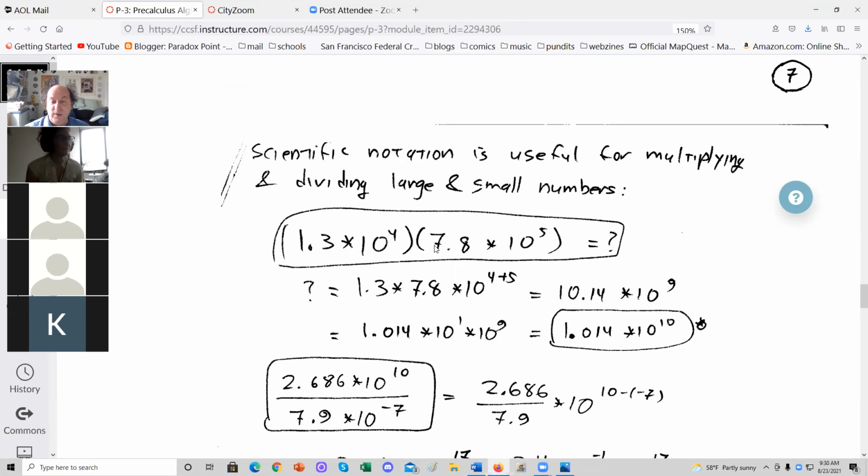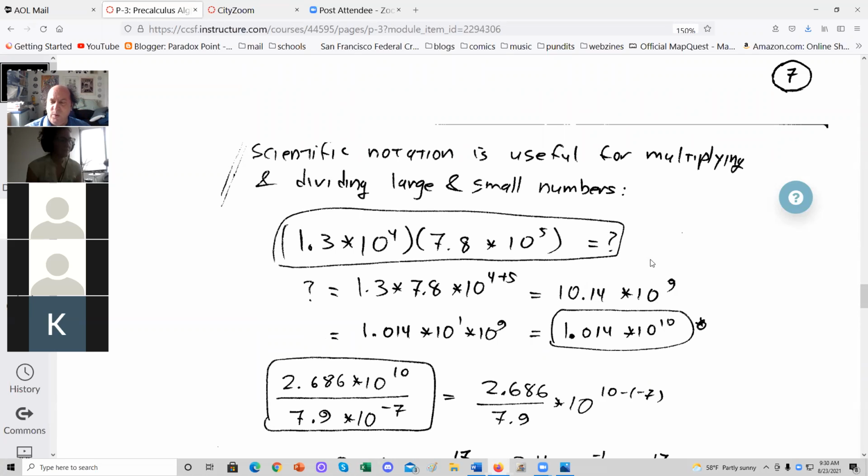1.3 times 10 to the 4th times 7.8 times 10 to the 5th is what? You multiply these two parts together. 1.3 times 7.8 is 10.14. You add the exponents. 4 plus 5 is 9. 10.14 times 10 to the 9th.